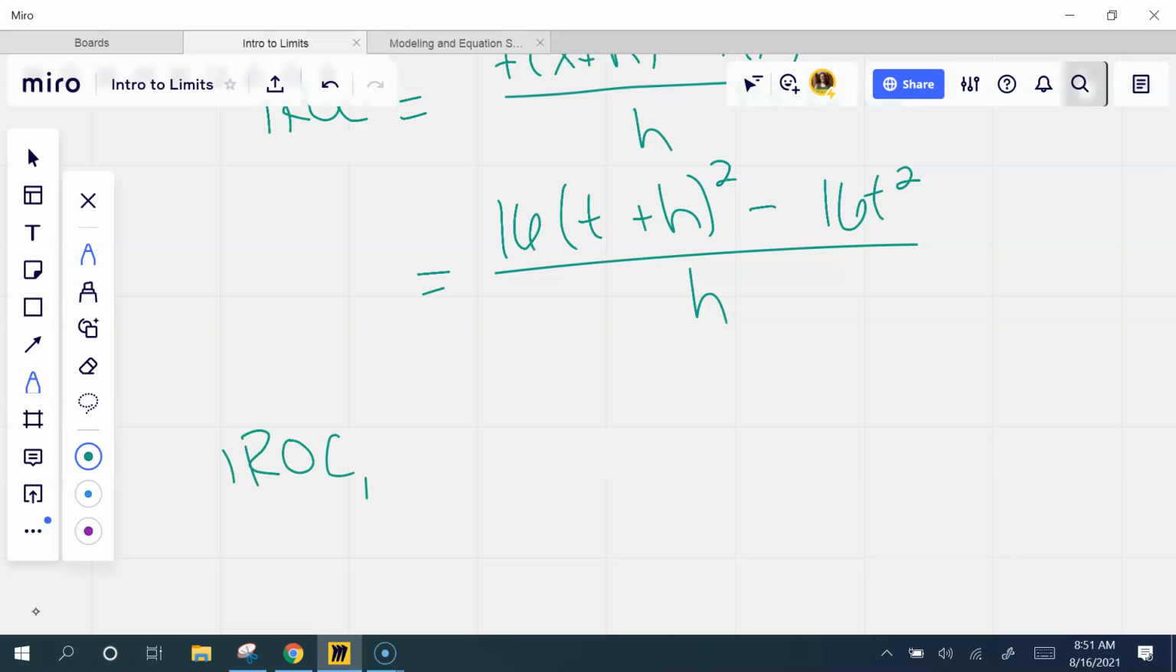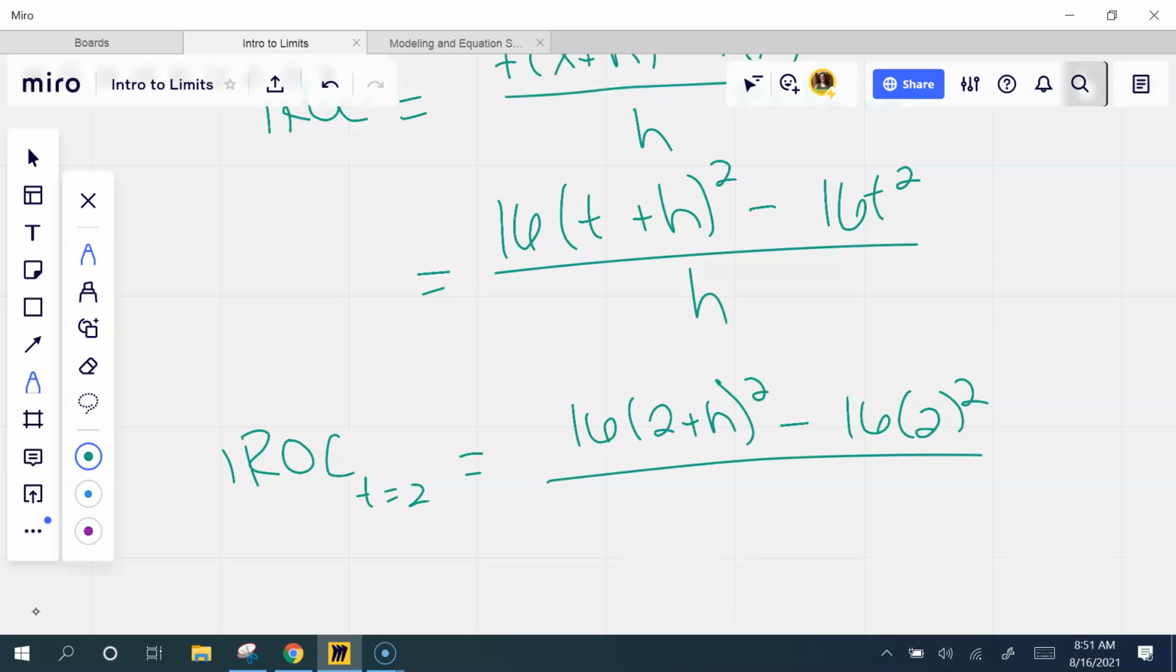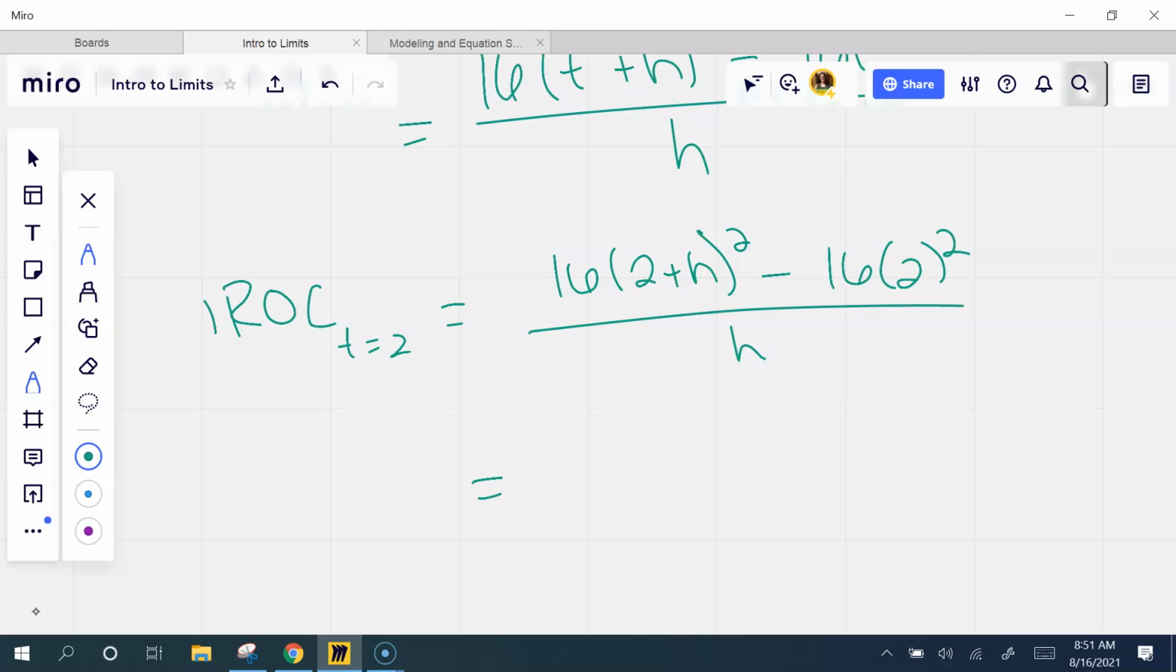So instantaneous rate of change when t is 2 is going to be 16 times (2 plus h) squared minus 16 times 2 squared, all over h. Right? Could you simplify that any? How? 64. Could I simplify it any more?